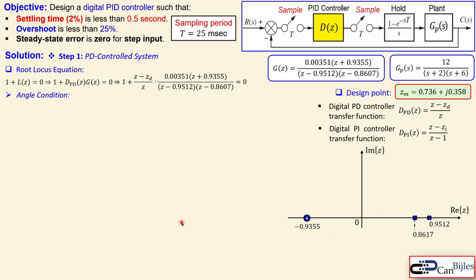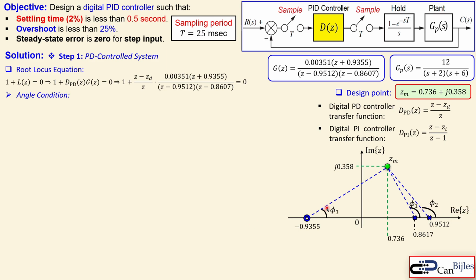Okay. Now we need to determine the contribution of each pole and 0 at that design point, which is shown here in green, which has a real value of 0.736, which is here, and an imaginary value of 0.358, which is shown here. So how do we determine now the contribution using angle condition? Now we draw a line towards that ZM from each pole and 0. So that's shown here. So the angles are given by the phi 1 here, phi 2 always counterclockwise, and also phi 3 here.